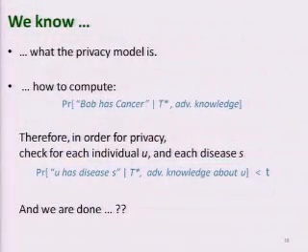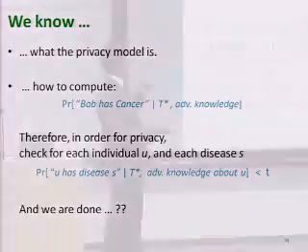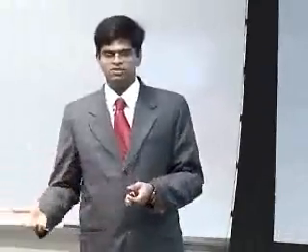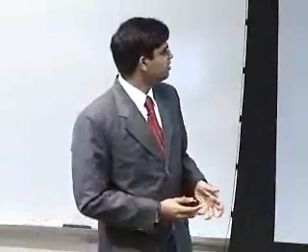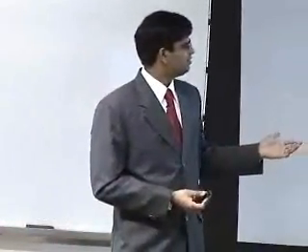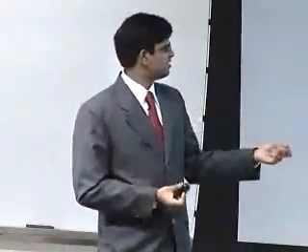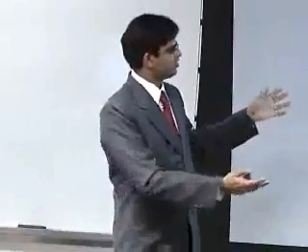Okay, so what did I show you now? You know what the privacy model is. I showed you how to take this privacy model and compute the probability that Bob has cancer, given some published table and the adversarial knowledge. And now, in order to guarantee privacy, all we have to do is check for every individual U and every disease S whether the probability that U has disease S, given T star and the adversarial knowledge, is greater than the threshold, right? And if it is less than the threshold for all U and S, we guarantee privacy.